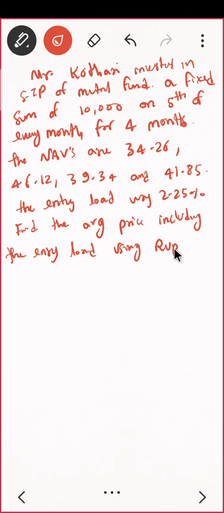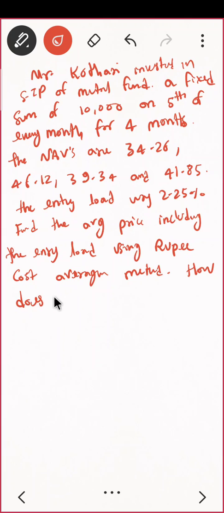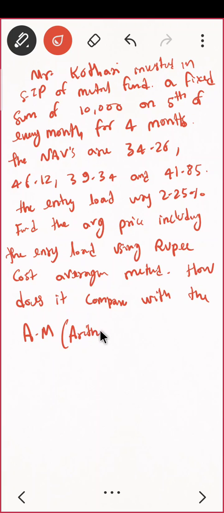You know what the formula is now? Rupee cost averaging method. How does it compare with the AM, that is the arithmetic mean of the prices? I hope you understand what AM is. You must have done it in your statistics part.